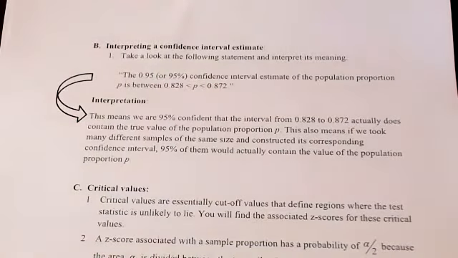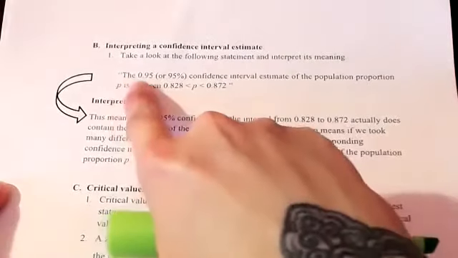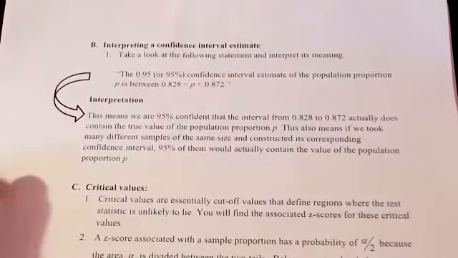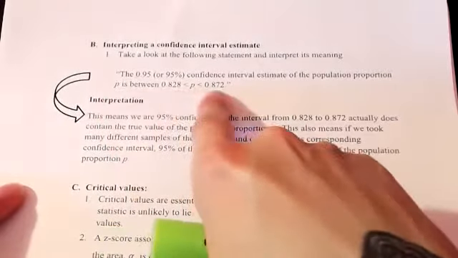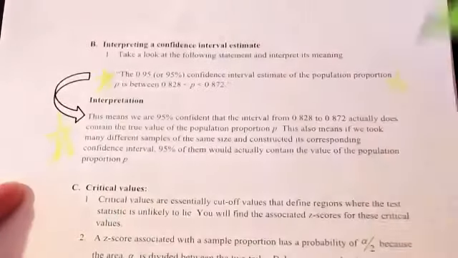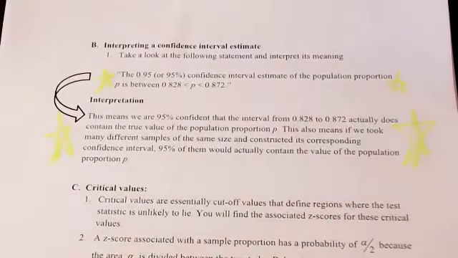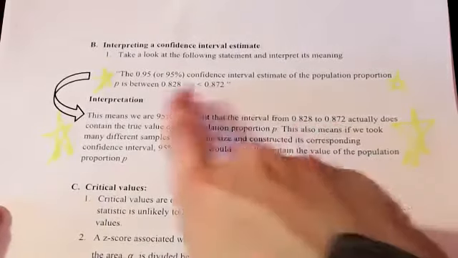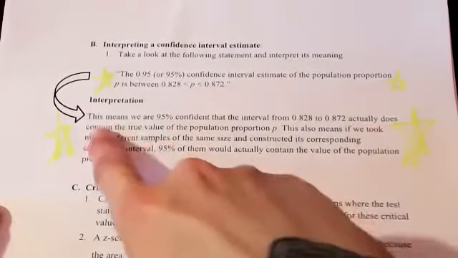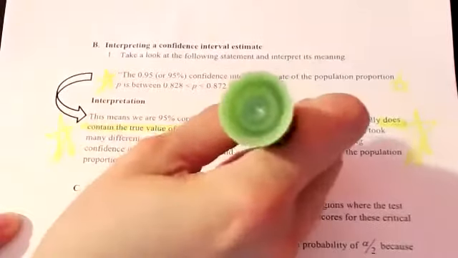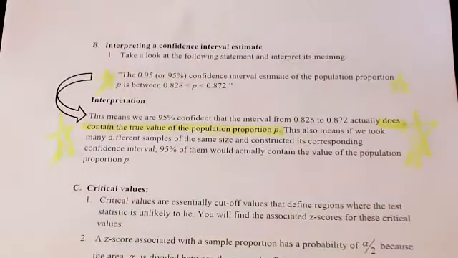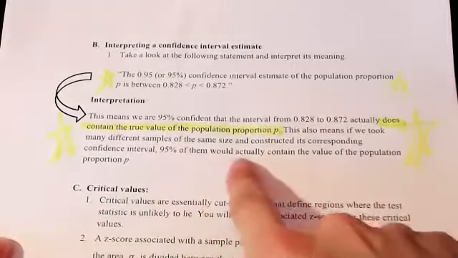Take a look at the following statement and interpret its meaning. The 0.95 or 95% confidence interval estimate of the population proportion P is between 0.828 is less than P is less than 0.872. Interpretation: this means we are 95% confident that the interval from 0.828 to 0.872 usually does contain the true value of the population proportion P. This also means if we took many different samples of the same size and constructed its corresponding confidence interval, 95% of them would actually contain the value of the population proportion P.